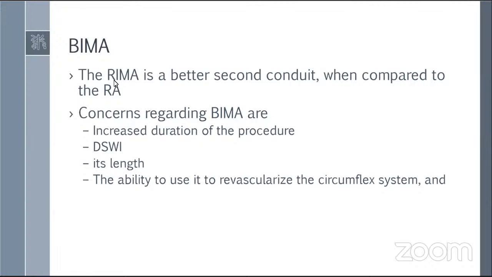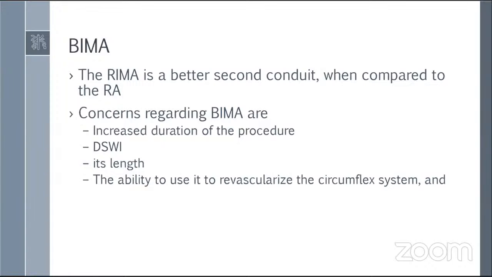So regarding the radial artery, the right internal mammary is a better second conduit when compared to the radial artery. Concerns regarding the bilateral internal mammary artery are increased duration of the procedure, deep sternal wound infection, the length of the right internal mammary artery, and the ability to use it to revascularize the circumflex system.